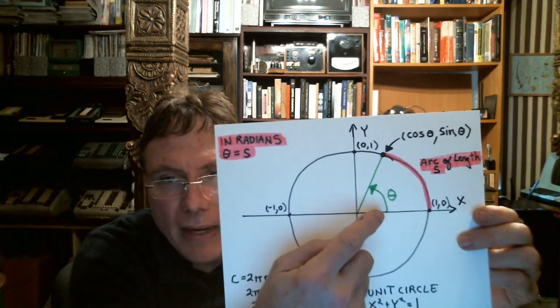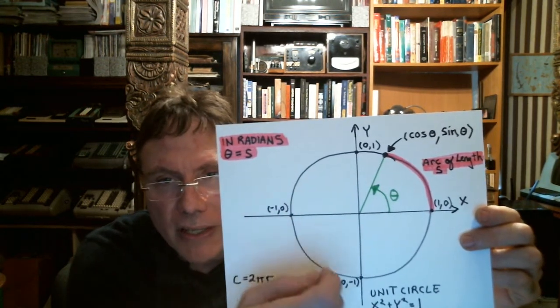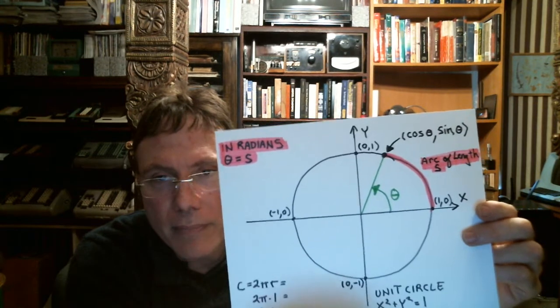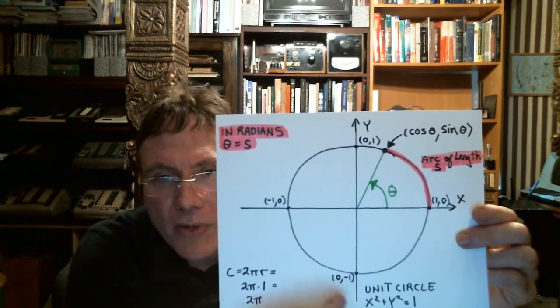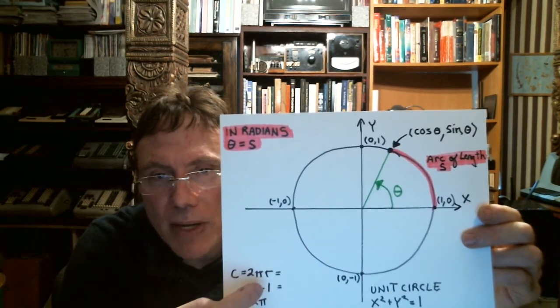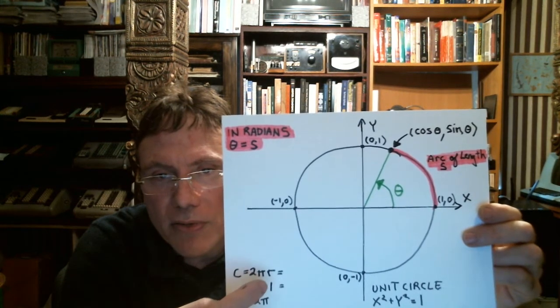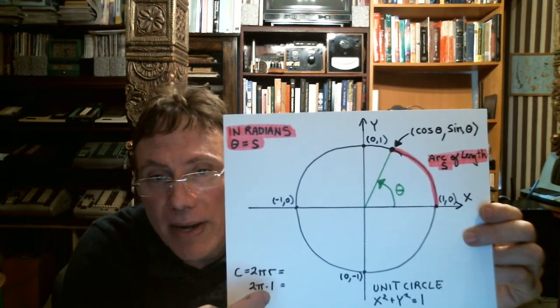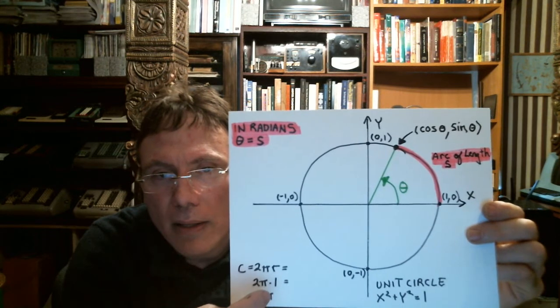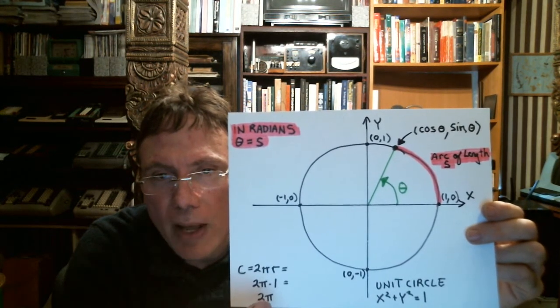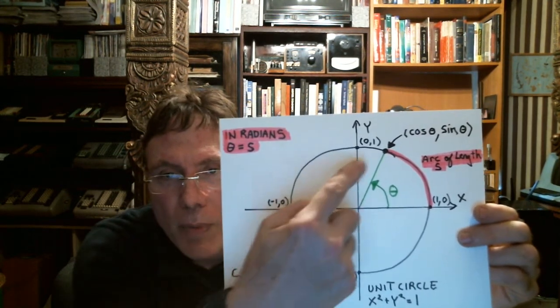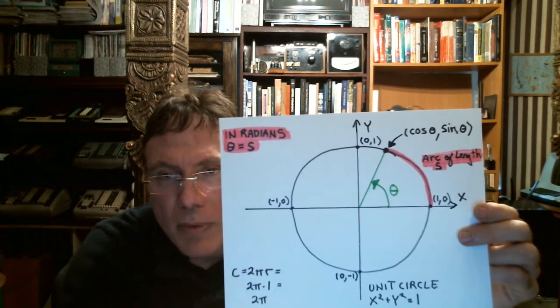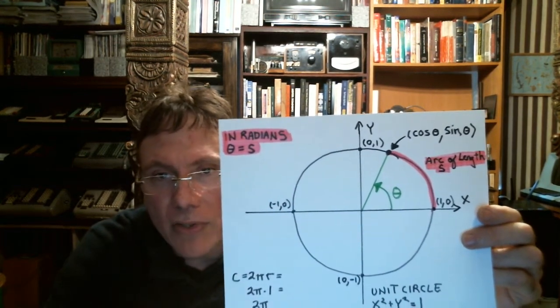Supposing we wanted to find out what 180 degrees is in radian measure. We know that the circumference of a circle is defined to be 2 pi times the radius of the circle. Because the radius of the circle is 1, the circumference is simply 2 pi. Well, 2 pi would be going completely around, the arc length around the entire circle.